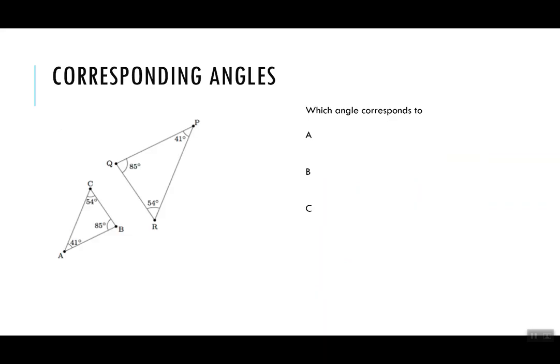When looking at similar triangles, it's important to identify the corresponding pairs of angles. When I look at triangle ABC and I look at triangle PQR, I notice that A is 41 degrees and P is 41 degrees. So A would be corresponding to P. B is 85 degrees, so is Q, so B will correspond to Q. And then lastly, C is 54 and R is 54, so C will correspond to R.